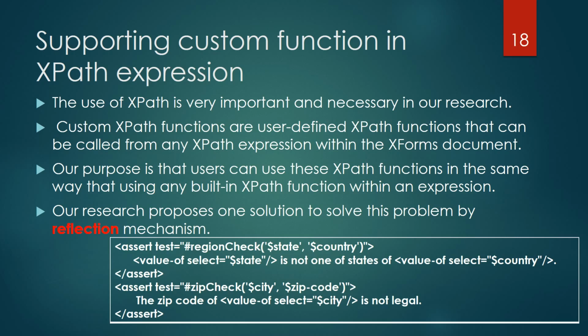As stated in previous slides, the simple Schematron document has two semantic co-constraints, which cannot be handled by any built-in XPath function. The hash sign is added before each custom function, which can help us to retrieve the appearance of them. Our research proposed one solution to solve this problem by a reflection mechanism.